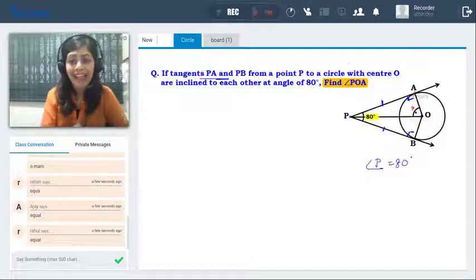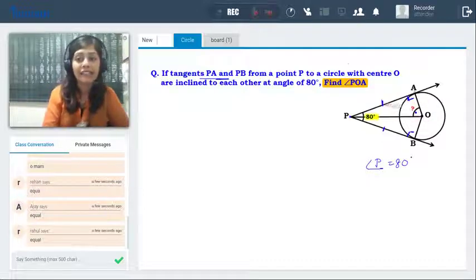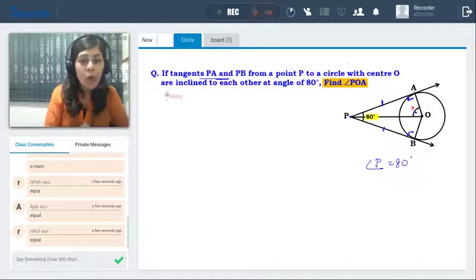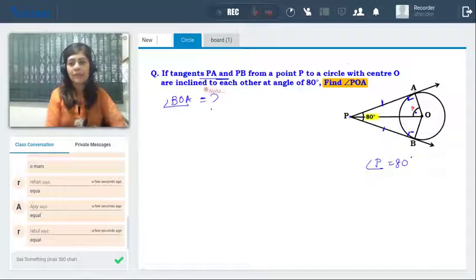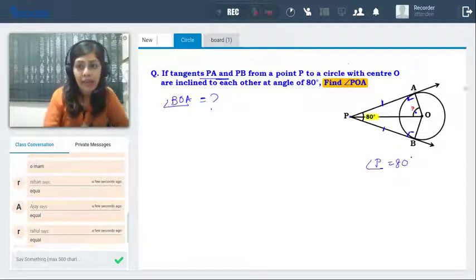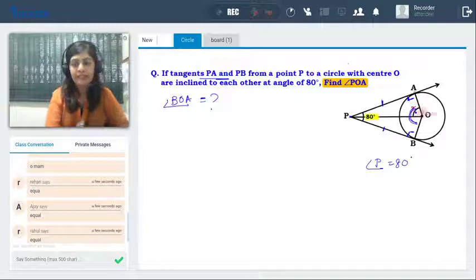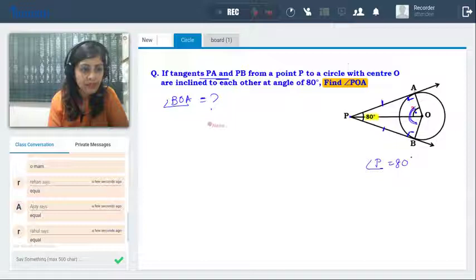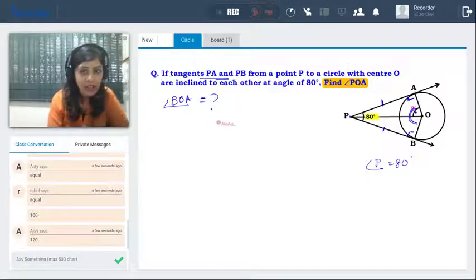Yes, students, so can I say angle A and angle B are each 90 degrees? Can anyone tell me what is the measure of angle BOA? I'm talking about this entire angle BOA. Quickly tell me. I'm waiting for you all.